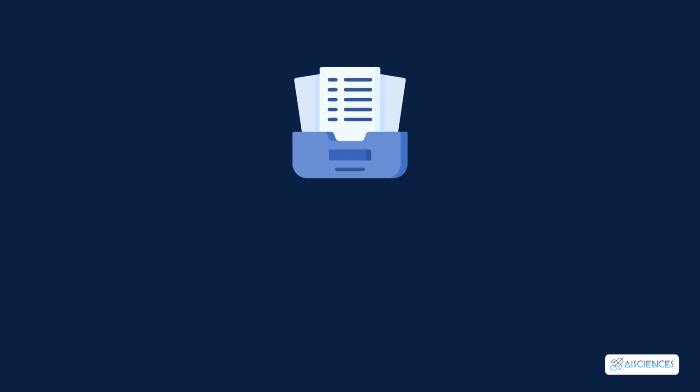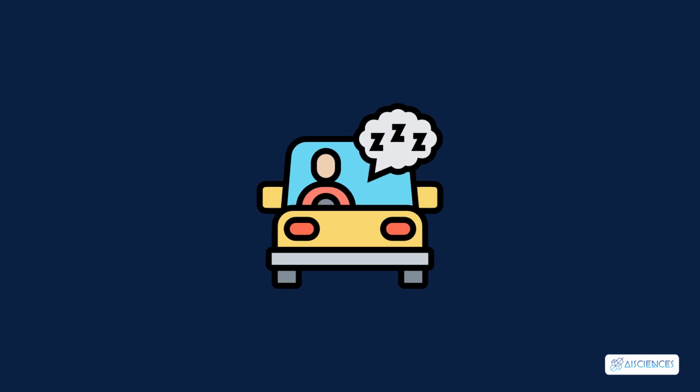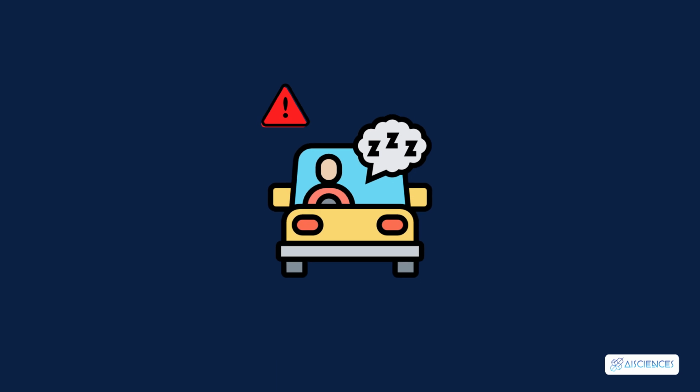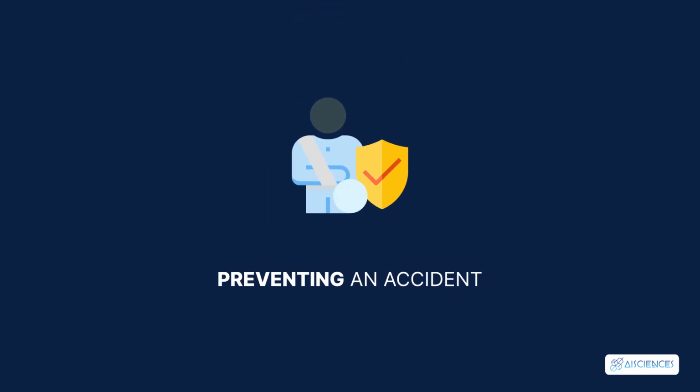In this project, you will use Python, Keras, and OpenCV to design a system that can detect whether the eyes of drivers are closed and alert them if they were to fall asleep while driving. This system will immediately alert the driver if they were to doze off and their eyes were to close, even for a few seconds, thereby preventing an accident.